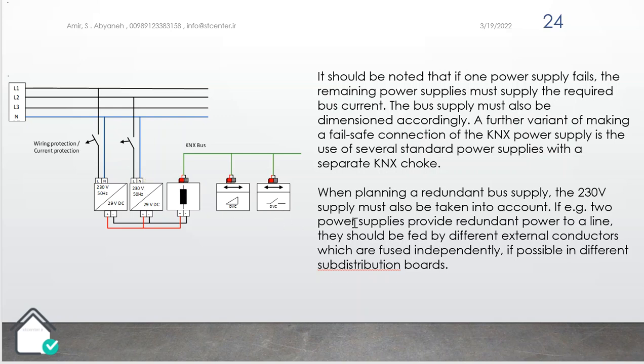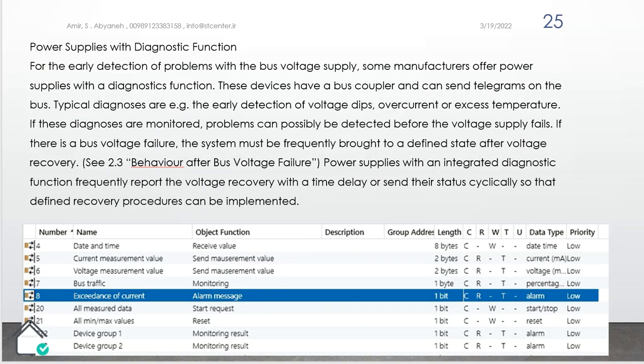When planning the redundant power supply unit, this 230 volt is important, and if you are more concerned about the power supply to the systems, you should use the power supply with a separate choke. Yeah, great.